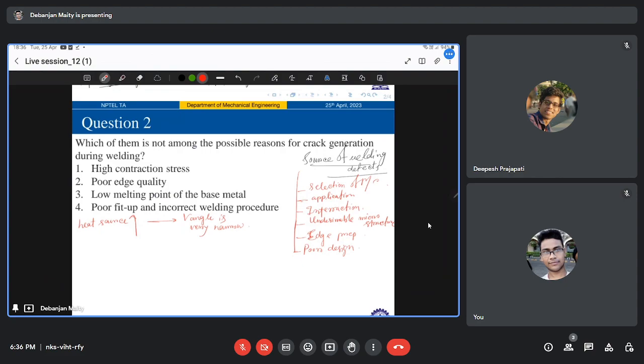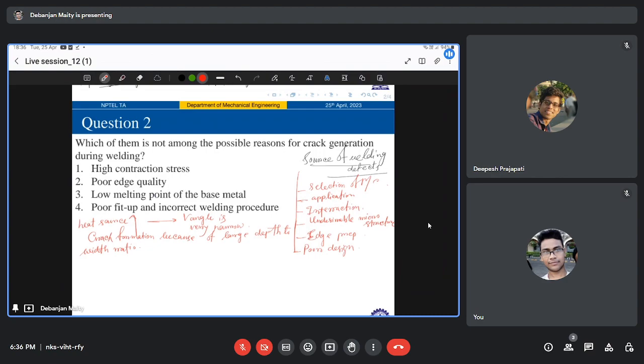So basically, it will cause a crack in the root because of the very large depth to width ratio, right? So crack formation will be there because of the large depth to width ratio. So in those cases, you will have to have the proper selection of the welding process, so that you get some desired results after the welding, right?